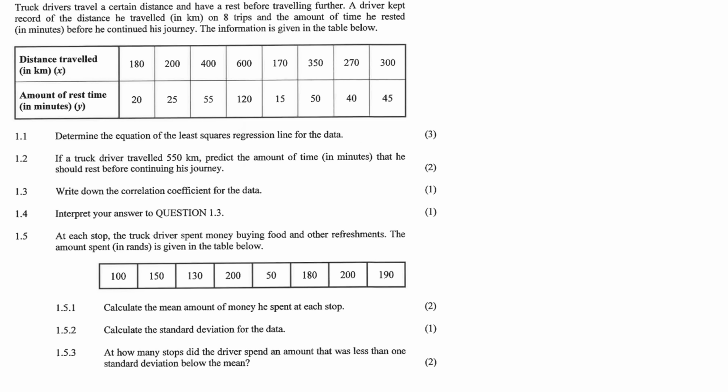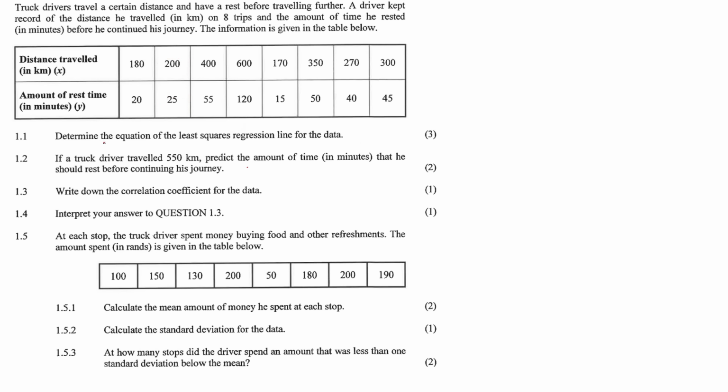Truck drivers travel a certain distance and then they have a rest before traveling further. A driver keeps record of the distance traveled on 8 trips and the amount of time that he rested before he continued his journey. For example, when he traveled 180 kilometers, he then rested for 20 minutes. When he traveled 200 kilometers, he rested for 25 minutes.